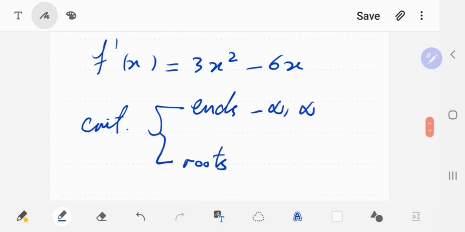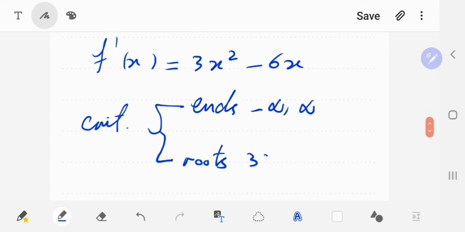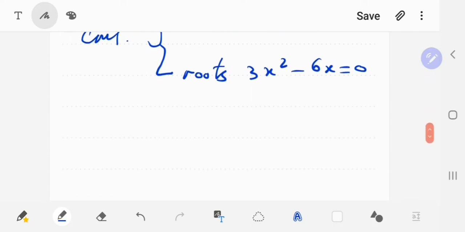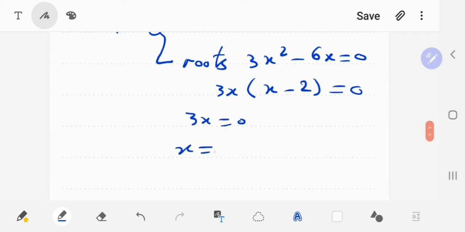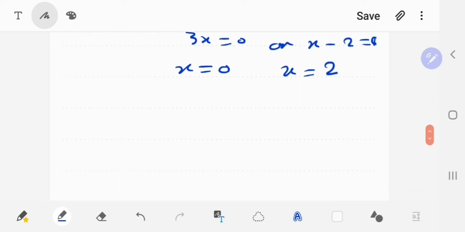And then we have to find the roots. And the roots in this case, we need to check 3x squared minus 6x when it's equal to 0. That will give us, if we try to solve it, 3x as a common factor, so 3x times x minus 2 equals 0. So 3x equals 0, so x will be 0, or x minus 2 equals 0, so x will be equal to 2. So in this case, we have two critical values.